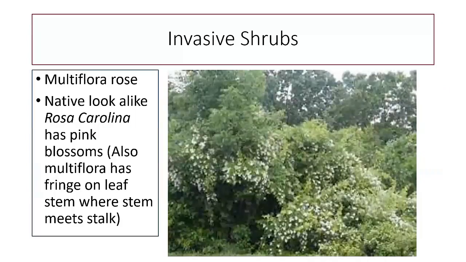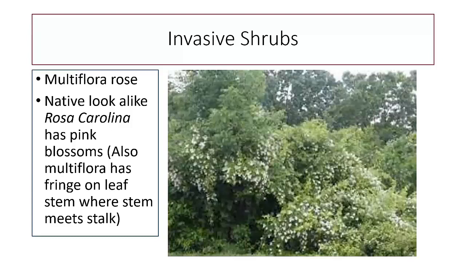This is an example of a multiflora rose. Now we do have a native rose, the Carolina rose, that is very close. It looks very similar to the multiflora rose. Some folks also call the multiflora rose the Seven Sisters rose. The native has pink blossoms where the multiflora has white blossoms.